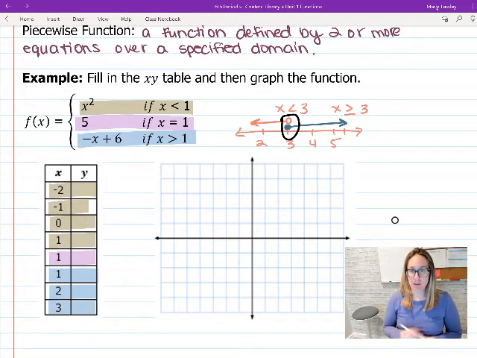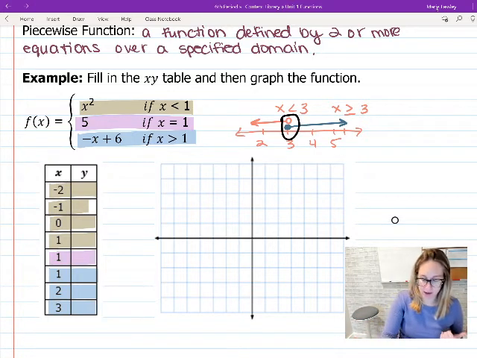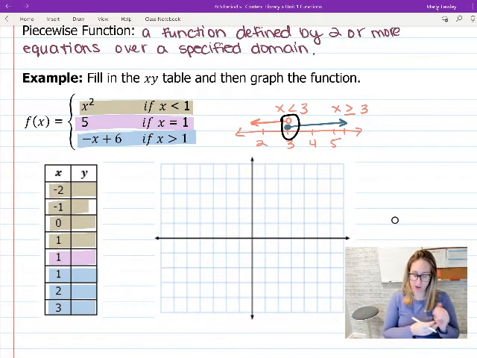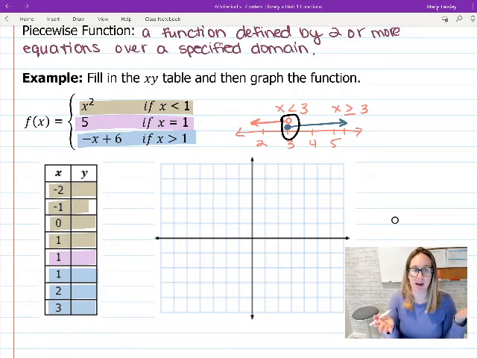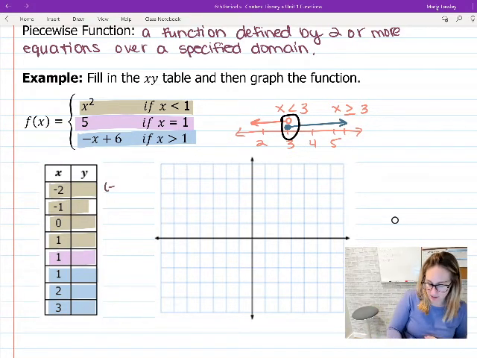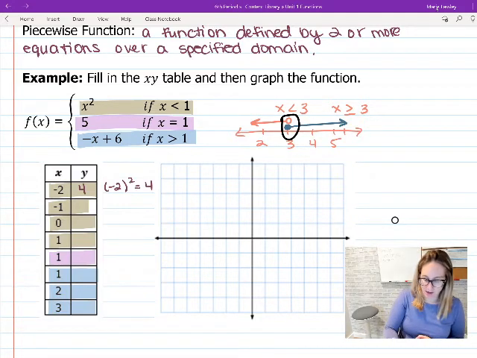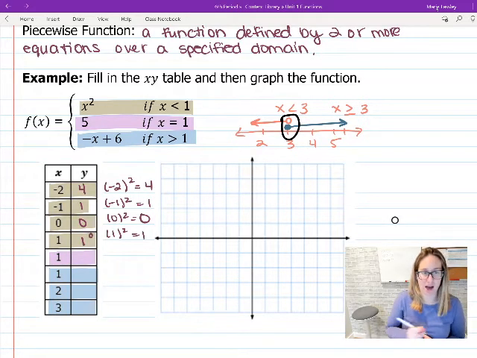All right, so let's just go ahead and plug in some x values. So -2. If I want to know what the function is at -2, I'm plugging it into that brown equation that I highlighted. So I'm going to go -2 squared. That's going to give me +4. -1 squared gives me +1. 0 squared gives me 0. And then 1 squared gives me 1. So 1, 0, 1. And remember, this is going to be an open dot.